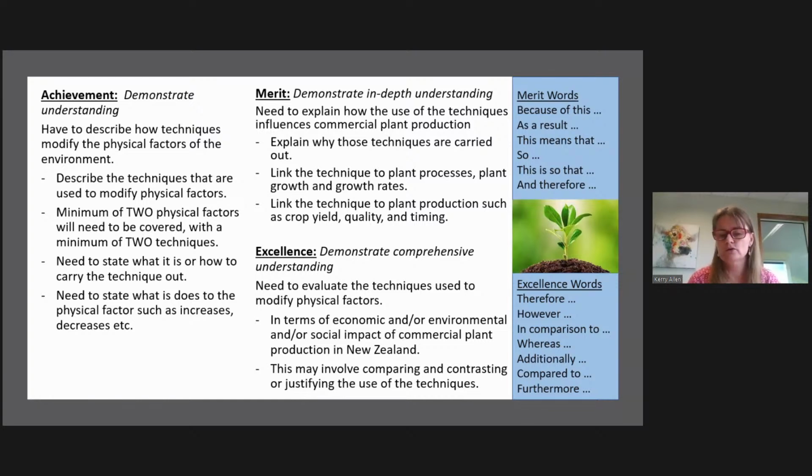So what are the economic benefits or negative impacts? What are the environmental impacts? And what are the social impacts of carrying out this production? Okay, so we'll move now into the first part, which is looking at physical factors.